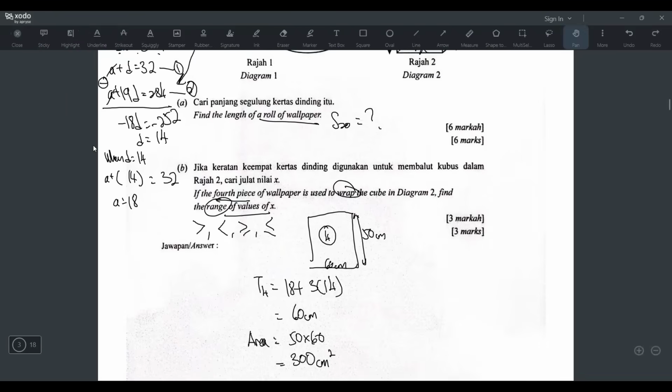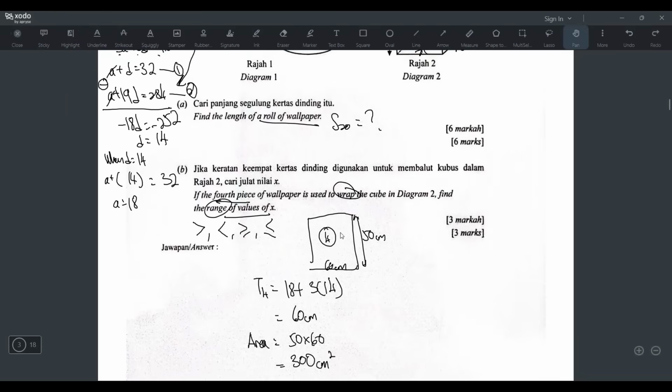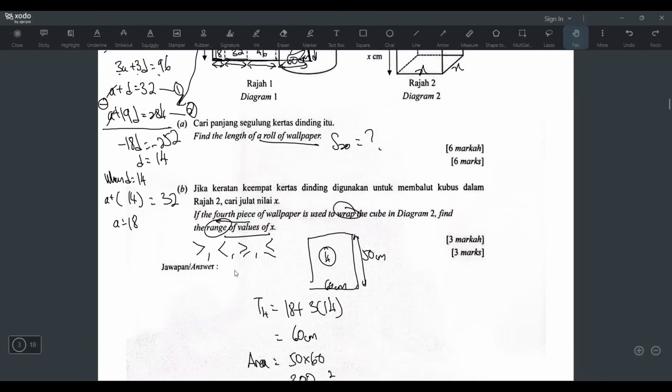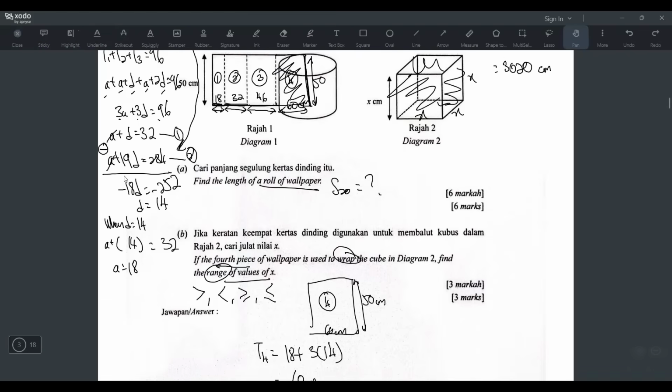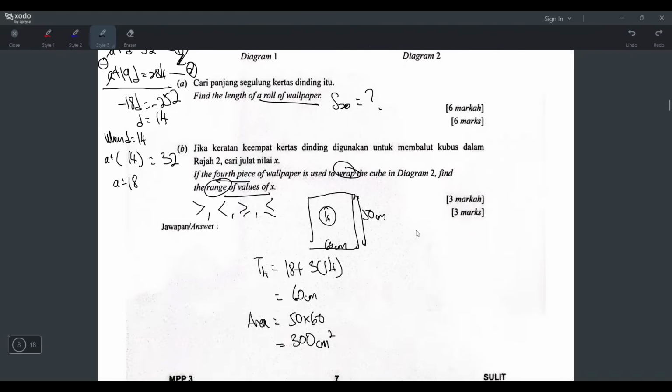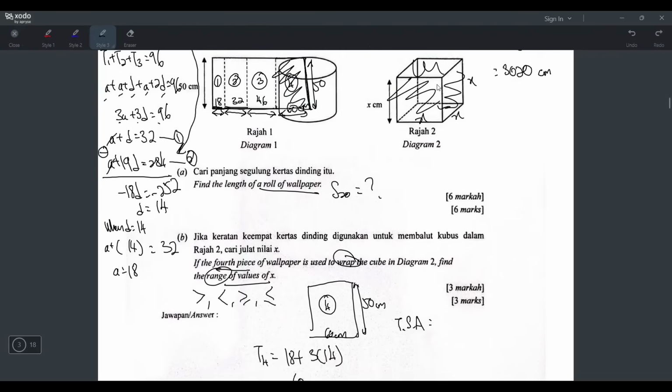Okay, but it's not over yet, because this is the area of the wallpaper, the fourth piece of the wallpaper. But it's used to wrap the cube, right? So I think I need to find out the total surface area of the cube. So what I'll do now is write TSA. TSA stands for total surface area, jumlah luas permukaan. So for a cube, one surface is x times x.